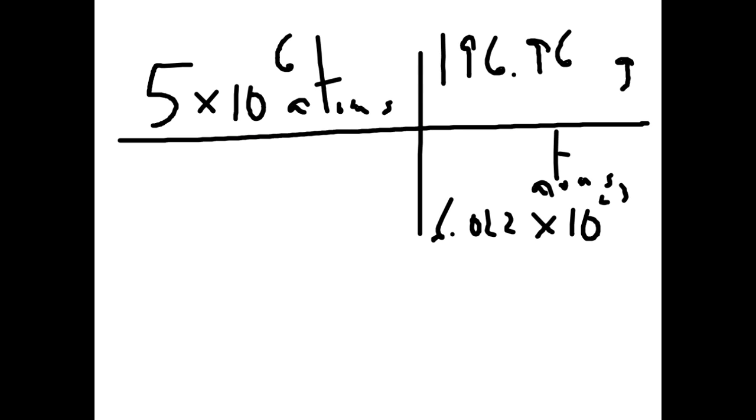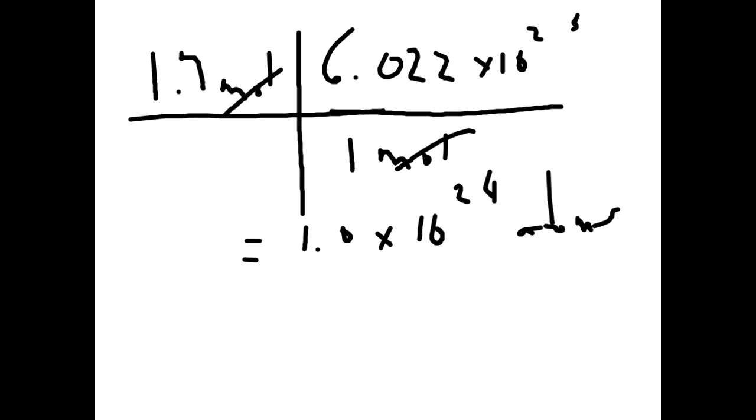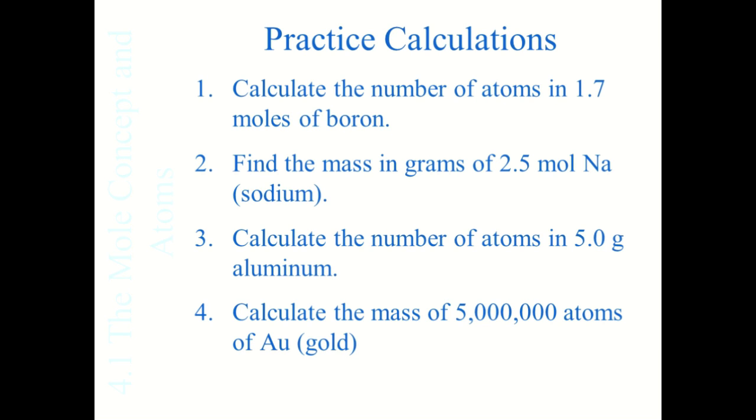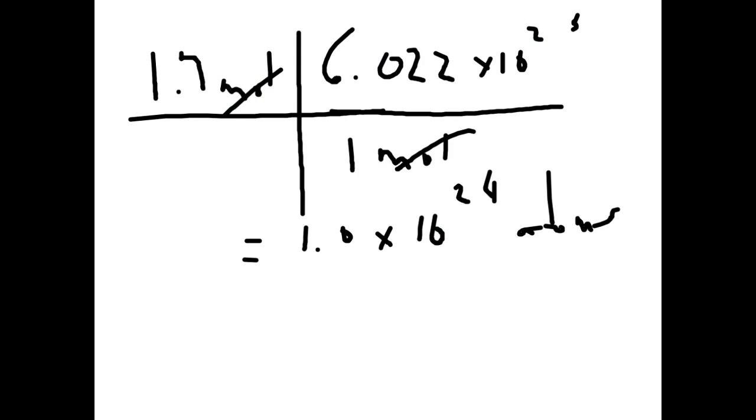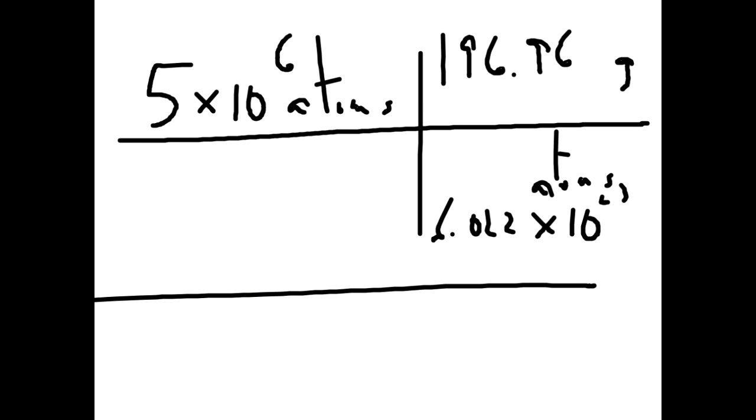196.966, because that's the mass. What do I need to get gold? Because if you see what the question says, it says, calculate the mass of 5 million atoms of gold. Does that make sense to you when I'm doing this? Okay, so I'm going to go back to that practice question. And so what should my answer be now?